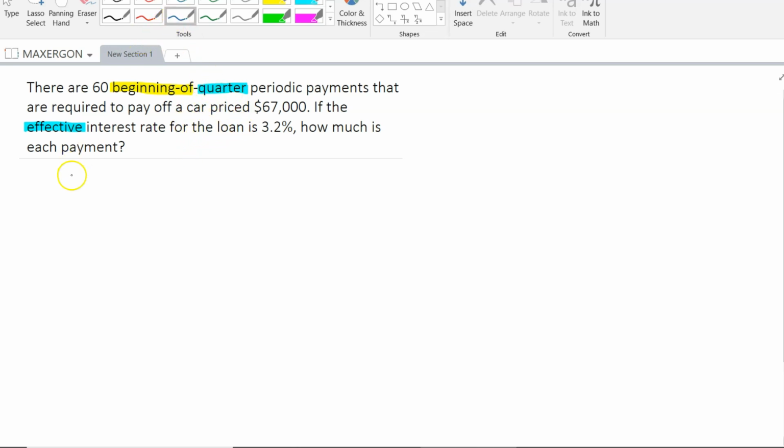To solve it, we first will convert the rate, which is to find I2, so it's going to be step 1.